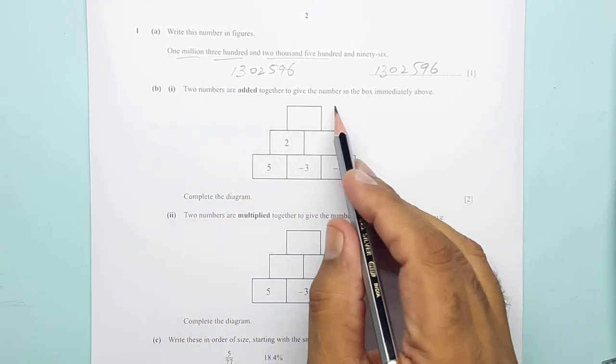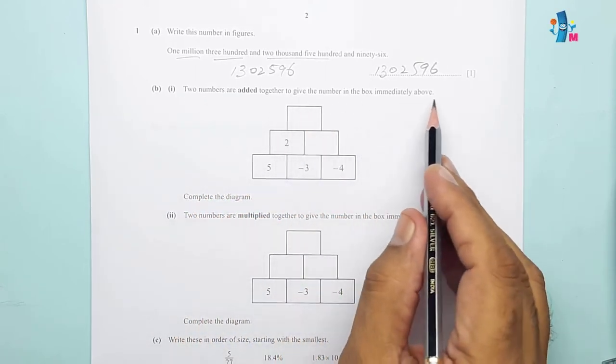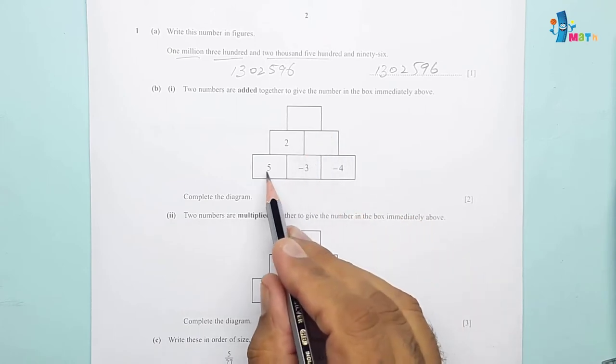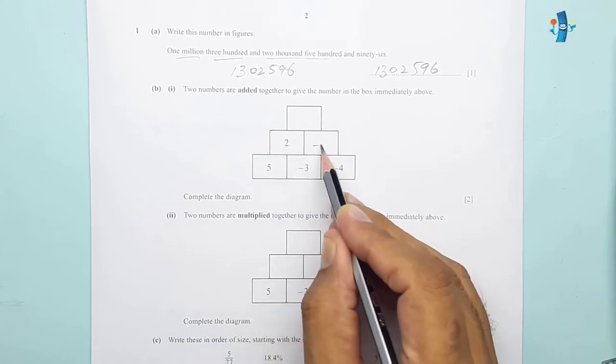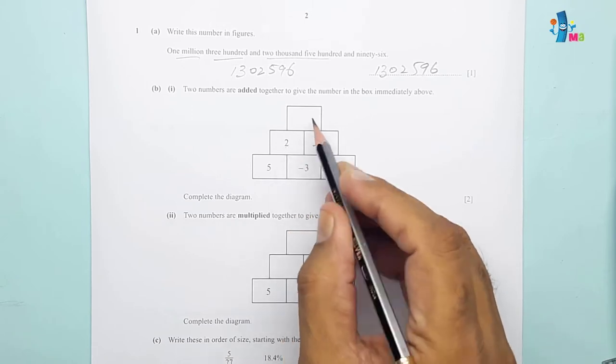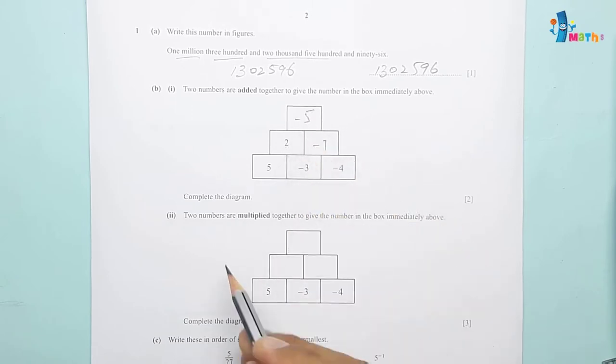Two numbers are added together to give the numbers in the box immediately above. So this plus this is 2. Similarly, this plus this will be minus 7 and this plus this will be minus 5.